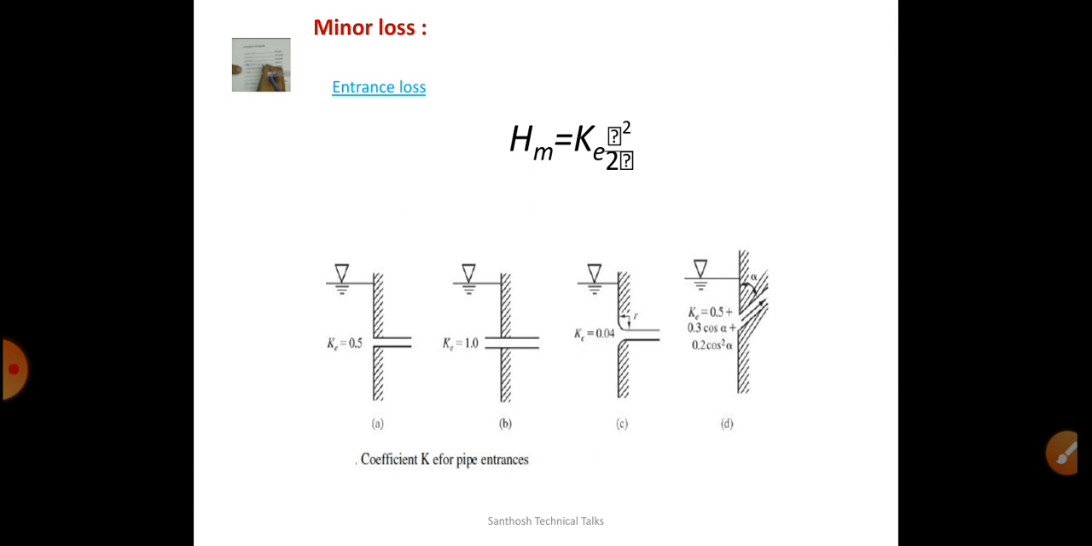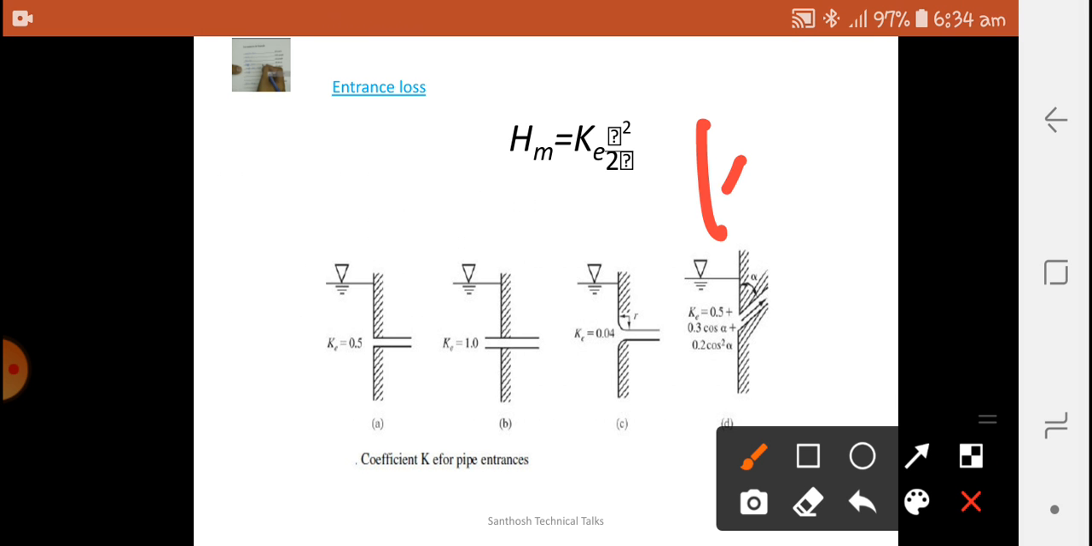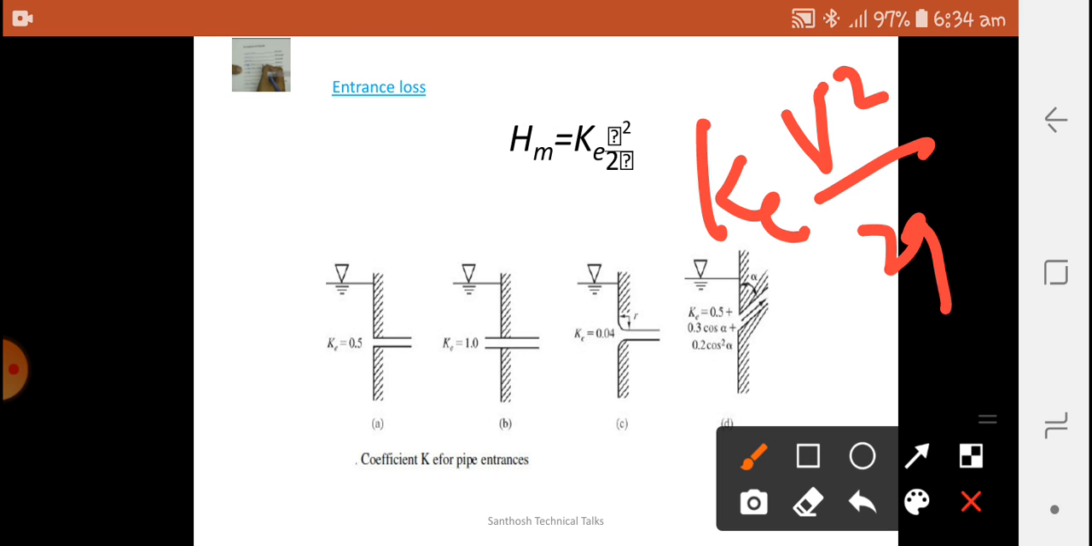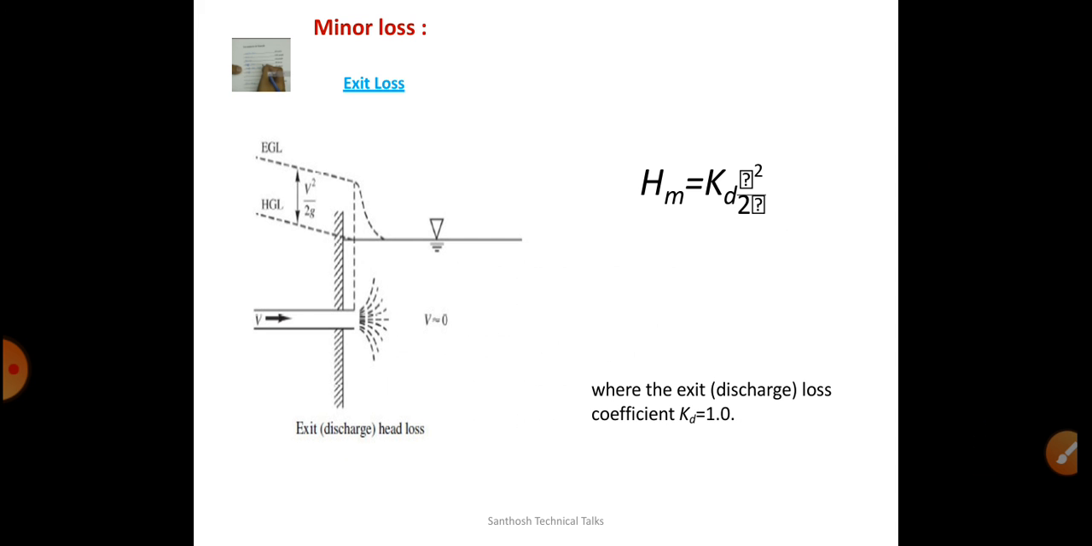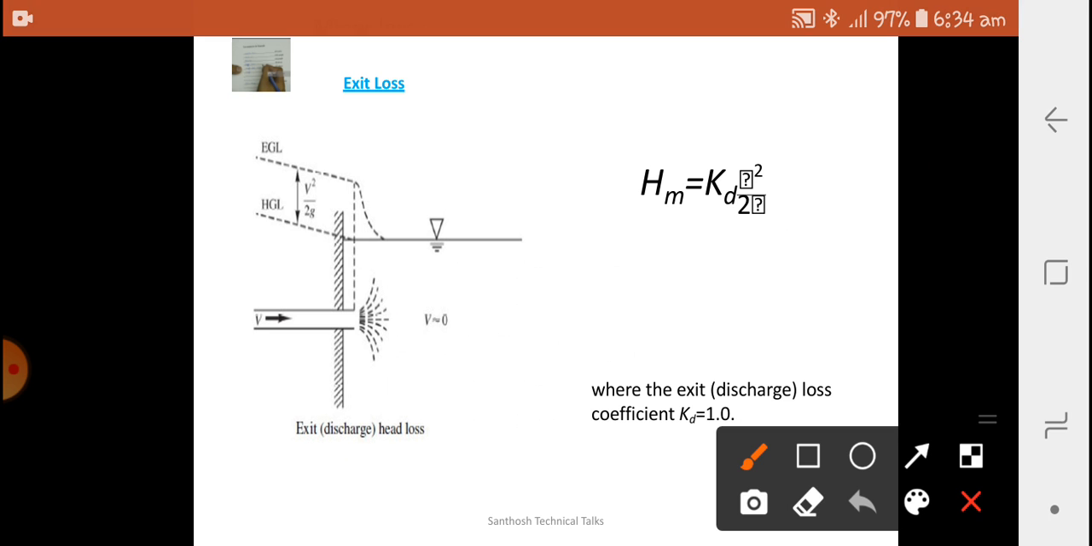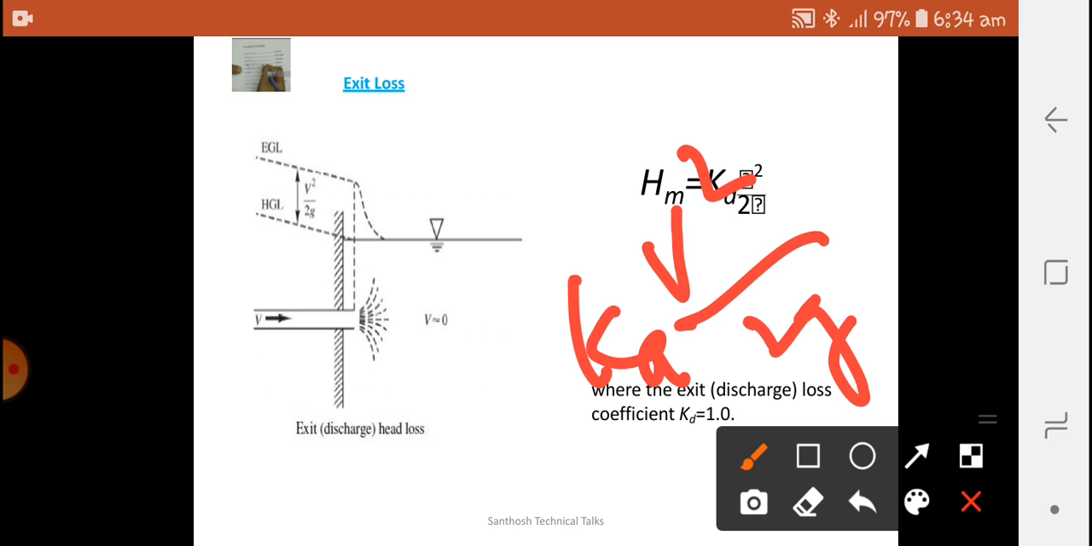Okay, so next is the entrance loss. Here the entrance loss is Hm equal to Ke V square by 2g, where V is the velocity in the pipe. The K value is given based on how the entrance is designed, so the K value varies. Next is the exit loss. Here also Kd into V square divided by 2g, where Kd value, since it is the discharge outlet loss, is always equal to 1. Therefore, V square by 2g is the appropriate equation.